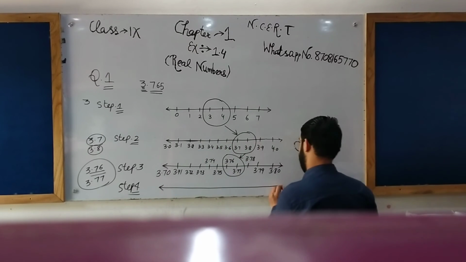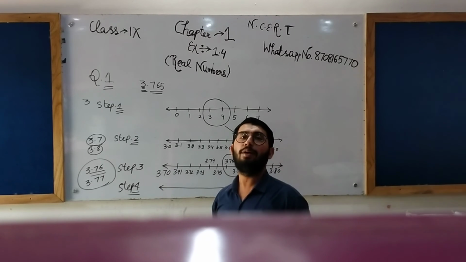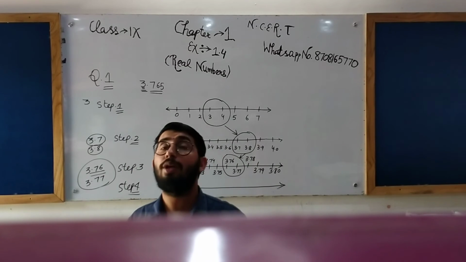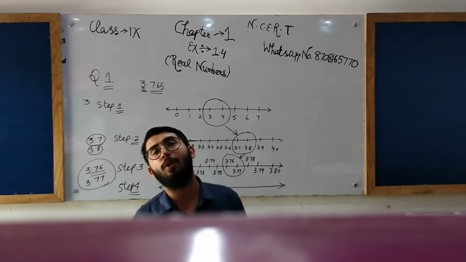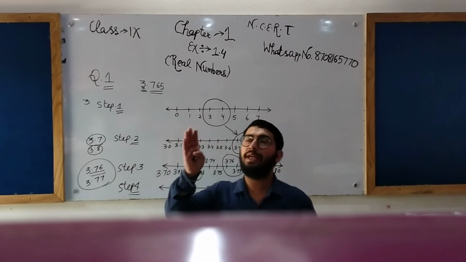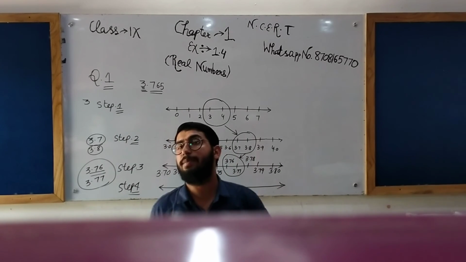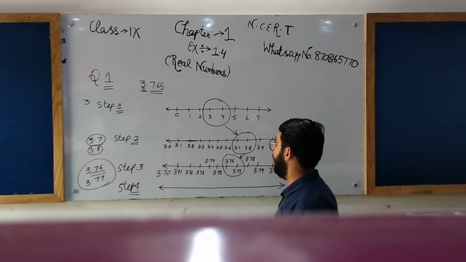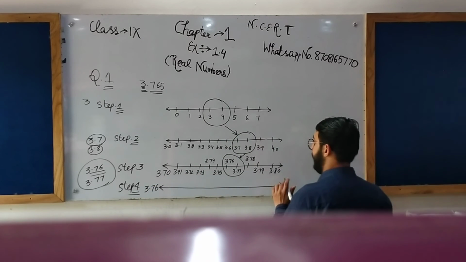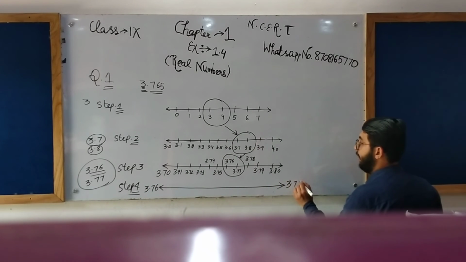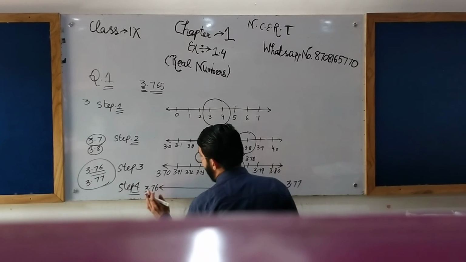Now we are on the 4th step, and you will draw these lines. You represent all these numbers and do all these steps using your scale and a pencil only, taking each consecutive distance. The distance between any two consecutive numbers will be only 1 centimeter according to the scale. Now 3.76 and 3.77.